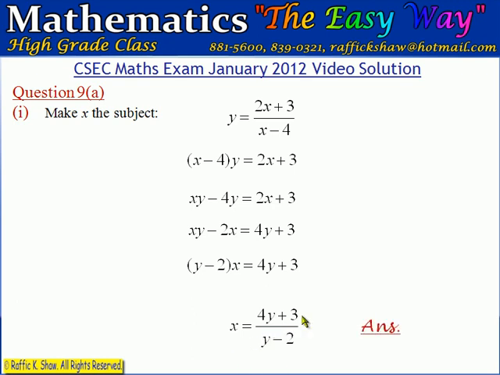x is now 4y plus 3 divided by y minus 2. And the shortcut from here to here is to say we take the y minus 2 over onto this side, but we bring it down, so we divide by it. And that's the result. x is now the subject of the expression, or of the equation. So that's the answer for part 1.